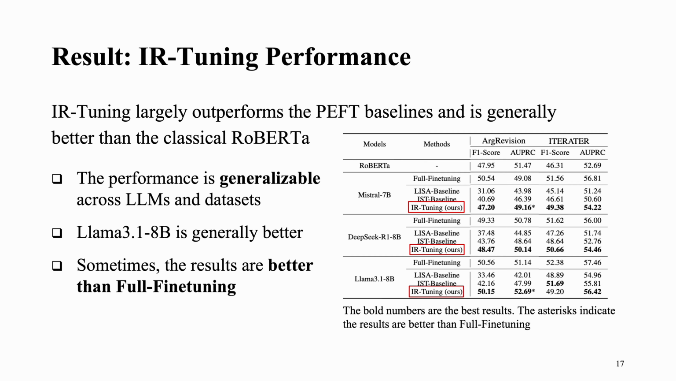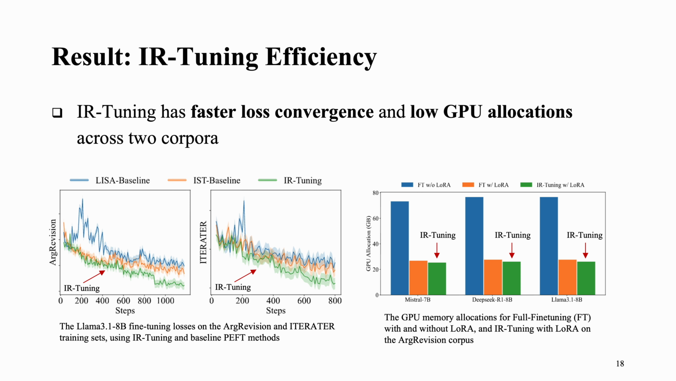The table on the right shows performance across three large models and two corpora. The performance is generalizable across large models and datasets, and sometimes the results are better than full fine-tuning. IR tooling is efficient as it has faster loss convergence and low GPU allocation, such as the green lines in the figure on the left and the green bars in the figure on the right.